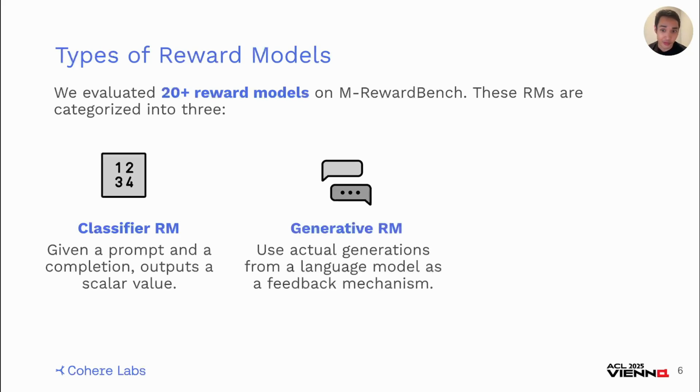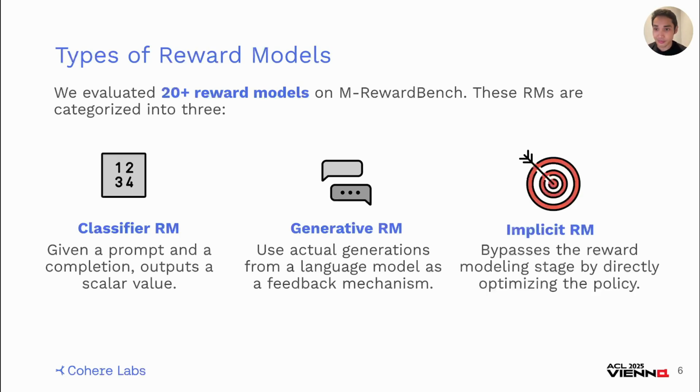Second is a generative RM. Here we actually parse the actual text generations from a language model and use it as part of a feedback mechanism. So we adapted an MT-Bench LLM-as-a-judge template so that it fits multilingual text. Some of the changes we made were to incorporate the type of language, or the source language, in the instance so that at least the model knows where it is coming from.